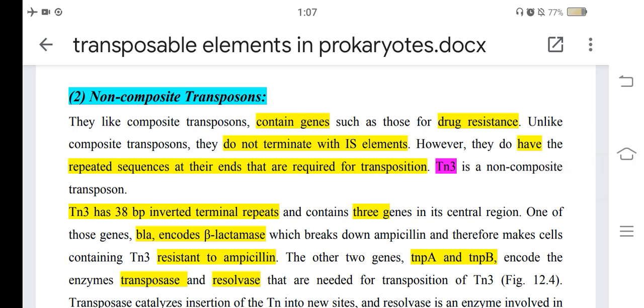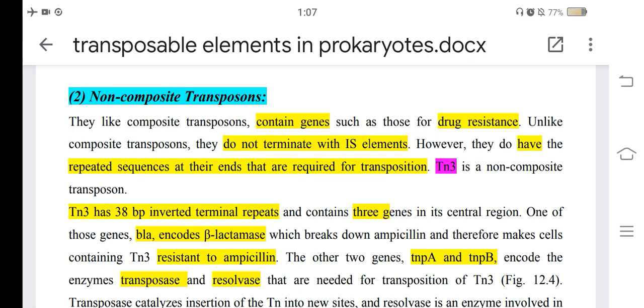Then, non-composite transposons. They, like composite transposons, contain genes, which are those for drug resistance. Unlike composite transposons, they do not terminate with IS elements. They do not have the repeated sequences at their ends that are required for transposition.